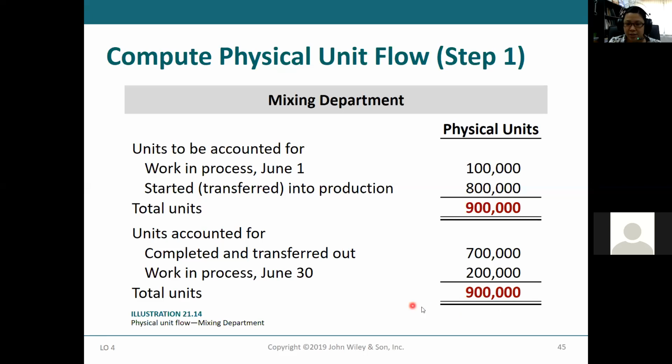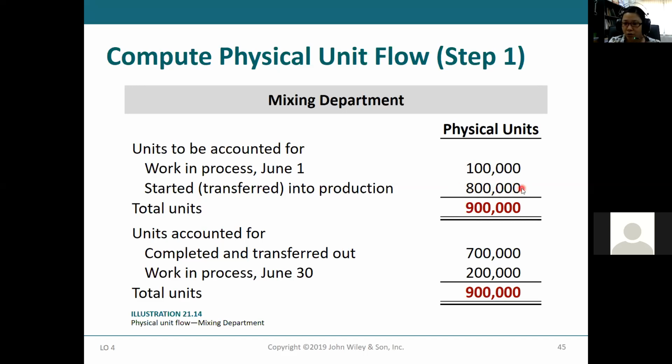Okay, class. Now, sometimes the question, for example, gives you 700,000 plus 200,000 equal to 900,000, and they don't give you, for example, the units started into production. They only give you the work in process at the beginning. You understand? So if they only give you the work in process at the beginning, but they give you this information, we know that the total units here should be 900,000. And so we take 900,000 minus 100,000. That will give us the units started into production.